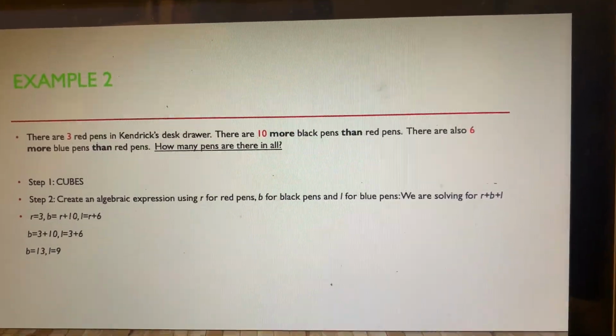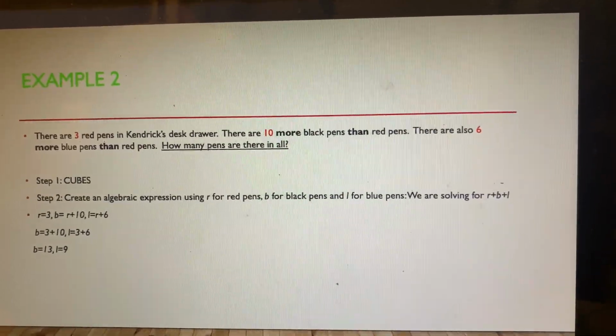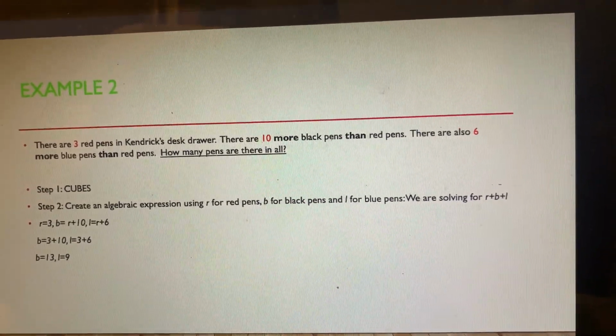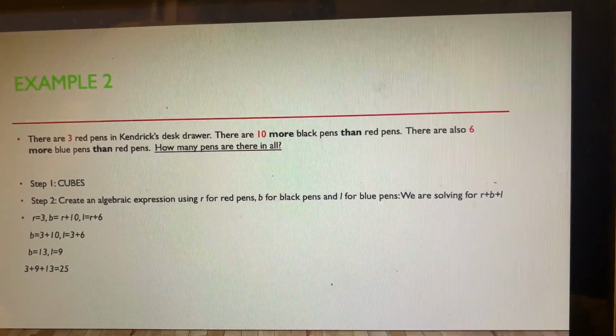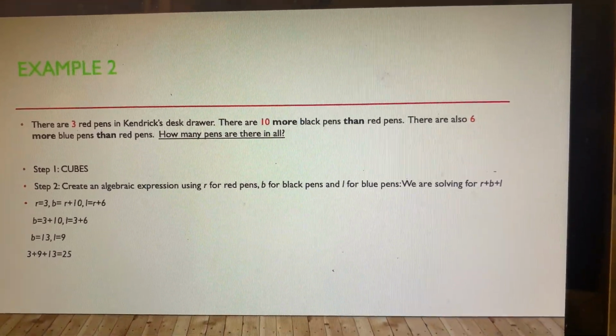Now we plug in to get in all, we must add the red pens because we're solving for R plus B plus L or R plus L plus B. So we get 3 plus 9 plus 13, which gives us a sum of 25.